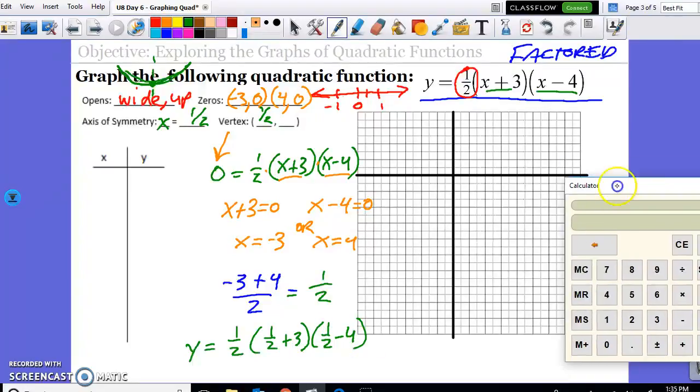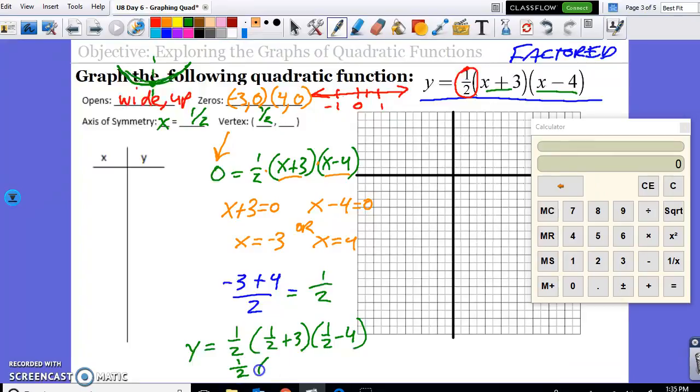And I have a calculator to help me out just when I'm ready to multiply. 1/2 plus 3 is going to be 3.5. This is going to be -3.5. Let's multiply those together. 3.5 times 3.5, but this one's negative, so hit the negative button. 12.25 times 0.5 again, that's this 1/2 in the front. I get -6 1/8, so -6.125.